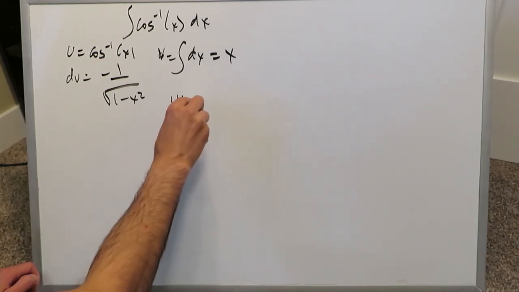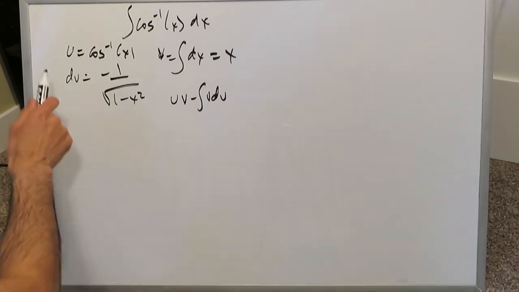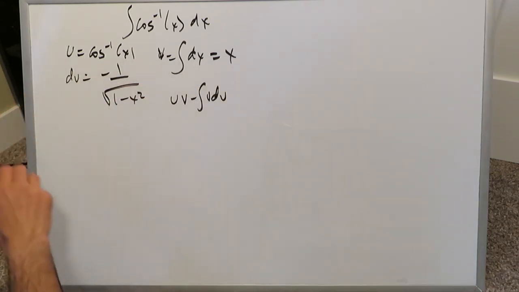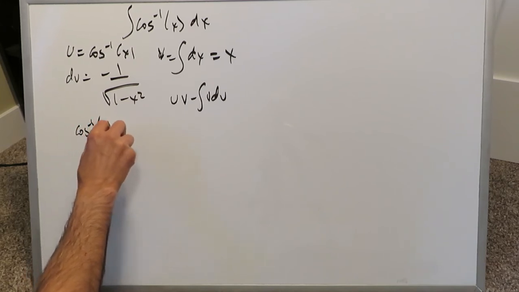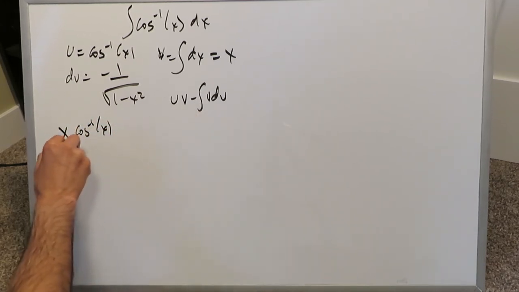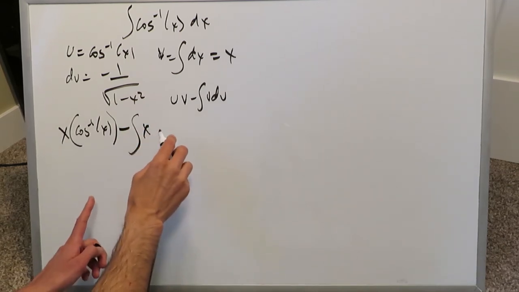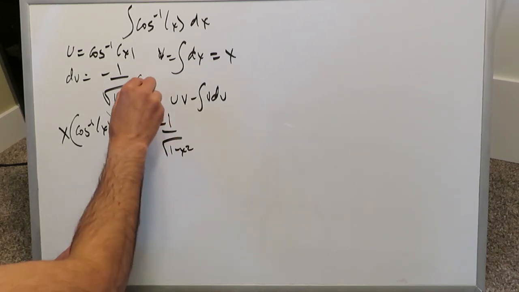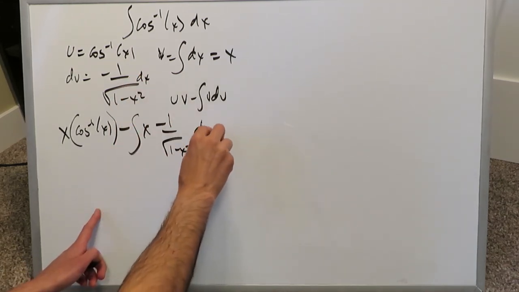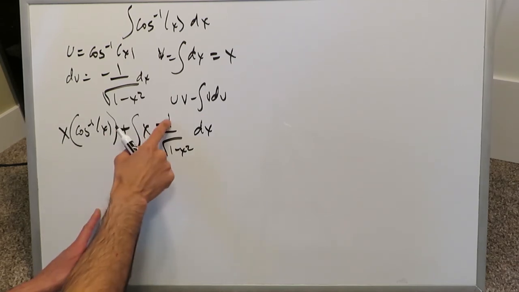You put everything into this formula, uv minus integral v du, which you should become very well familiar with. Here's my u, here's my v, here's my du. u is inverse cosine x. You can say uv or vu, it doesn't matter, order doesn't matter, minus v, which is x, and du is minus 1 over square root of 1 minus x squared. We shouldn't forget this dx over here. This minus can cancel with this and make it into a positive.